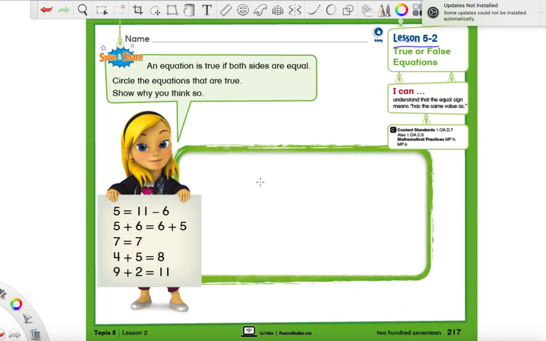So let's say we have a number sentence that says 1 plus 1 equals 2. Would we say that this number sentence is true or is it false? Does 1 plus 1 equal 2? What do you think? Thumbs up, thumbs down? Well, 1 plus 1 does equal 2. So we would definitely circle the word true for this one.